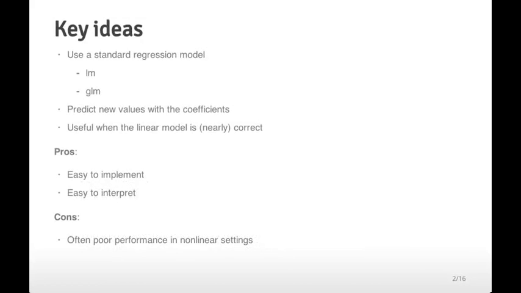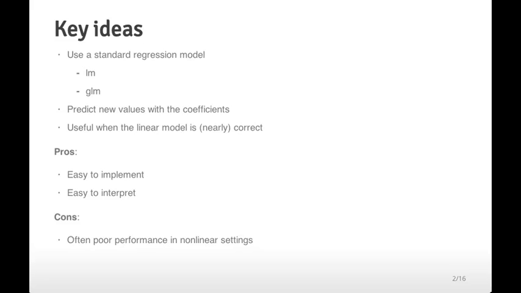First, we're going to just use standard regression models, whether with the LM or GLM function, to build a model that we're going to use to predict. The basic idea is that when you get a new sample that you want to be able to predict an outcome for, you just substitute in the values for the covariates, multiply them by the coefficients, and you get a prediction for the new value of the outcome. So it's a pretty simple idea, really.